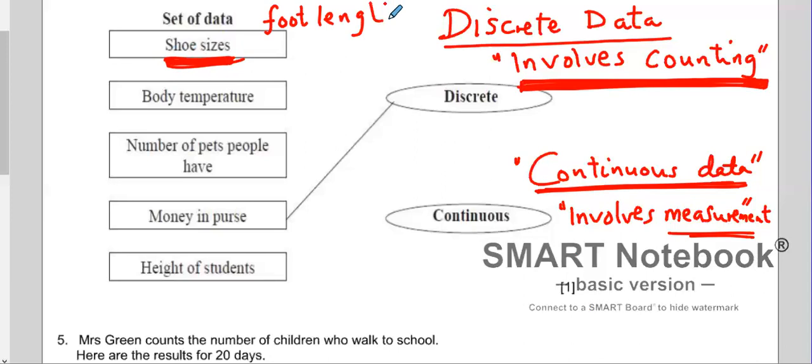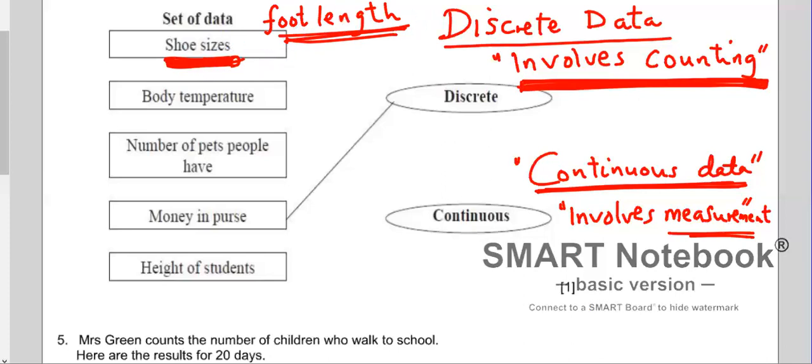You see that? So two things are different. Foot length, we need to do measurement. What is the length of your foot? You have to measure. But shoe size is something fixed. Shoe sizes are already there in the shop, so you just mention the number, okay? Shoe size and foot length are two different things.